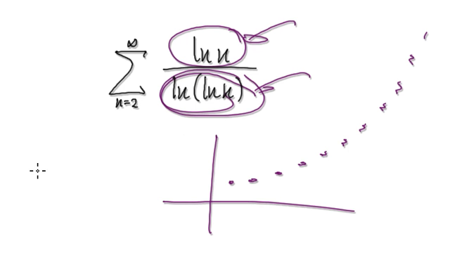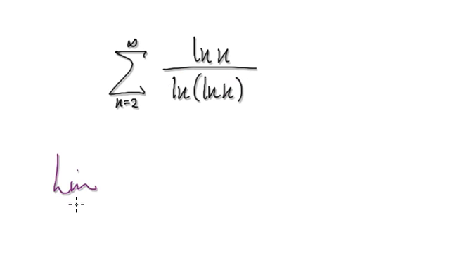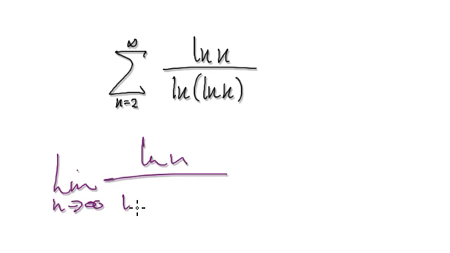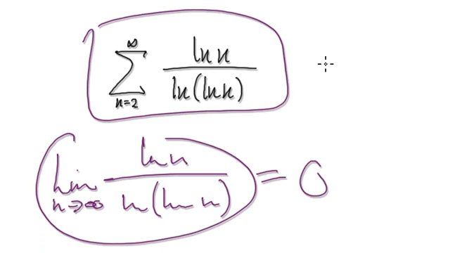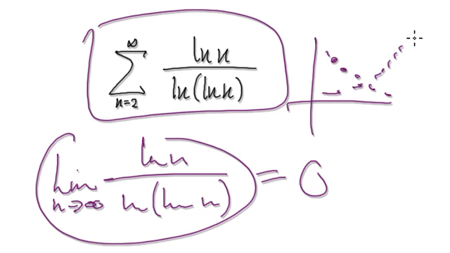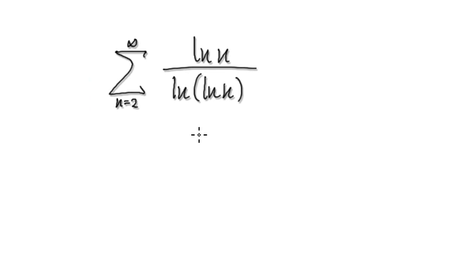So you should use the nth term test, meaning you should look at the limit. You should take the limit as n tends to infinity of natural log of n over natural log of natural log of n, because in order for any series to converge, the limit of this thing must equal zero. It must head towards zero. It cannot get bigger and bigger and bigger. So looking at this, use the nth term test.